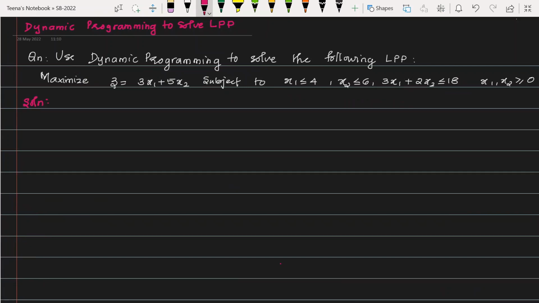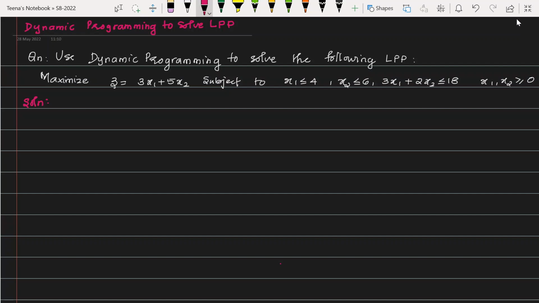Let us discuss how dynamic programming method can be used to solve a linear programming problem. Consider the question: use dynamic programming to solve the following LPP. Maximize z equal to 3x1 plus 5x2 subject to x1 less than or equal to 4, x2 less than or equal to 6, 3x1 plus 2x2 less than or equal to 18, x1, x2 greater than or equal to 0.